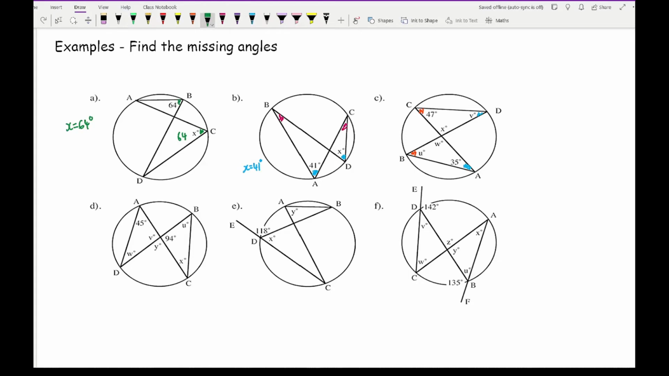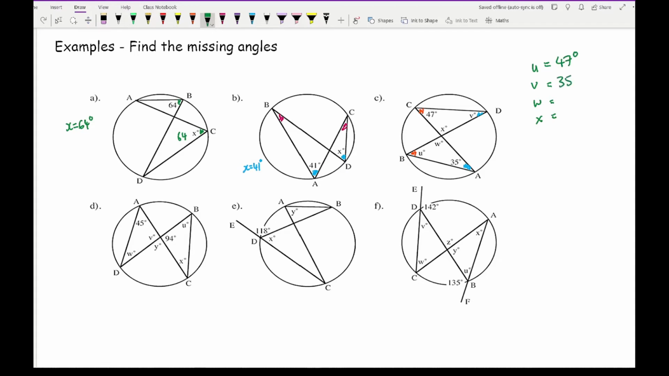So looking at angle, here I've got U, V, W, X, trying to remember my alphabet. So working with U first, that's going to be the same as angle C, or the angle at C, so that's going to be 47. Angle V is going to be the same as angle A, so that's 35.